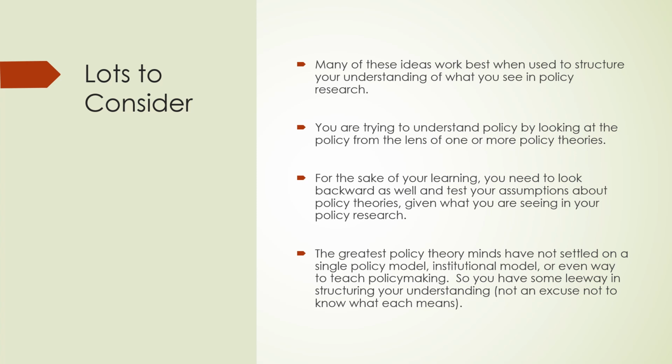It's useful. Maybe you'll see that one side or another is correct. Or maybe you'll see that borrowing from Stone, or borrowing from Munger, or borrowing from Coase, or some other person that we're studying this semester is useful to help you explain the policy that you're working with. The greatest policy theory minds have not settled on a single policy model, institution model, or even way of teaching policy making. So you have some leeway in structuring your understanding, but that doesn't mean you don't have to know what we're talking about here. It means that you should know what we're talking about here and then pick your team, or at least pick the team that's going to help you answer your question effectively.